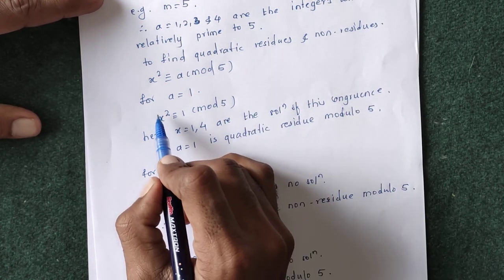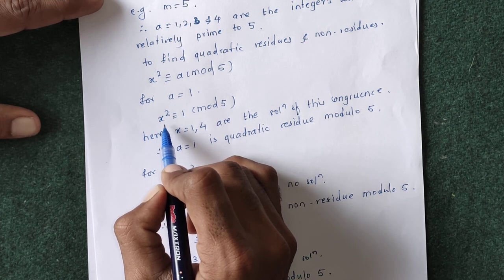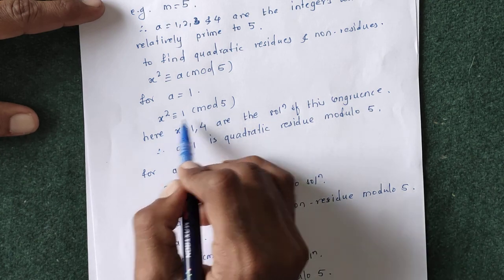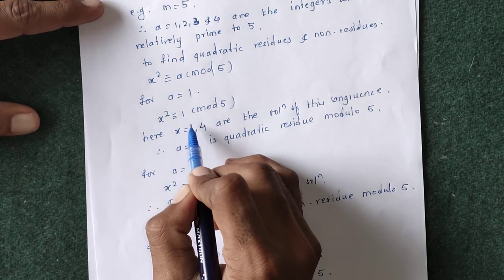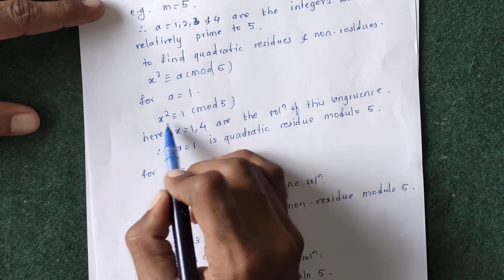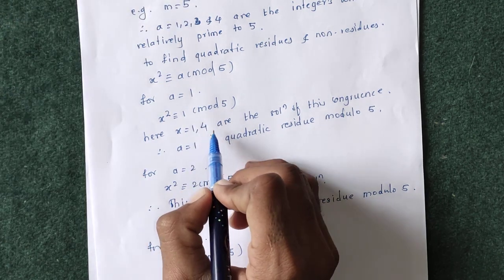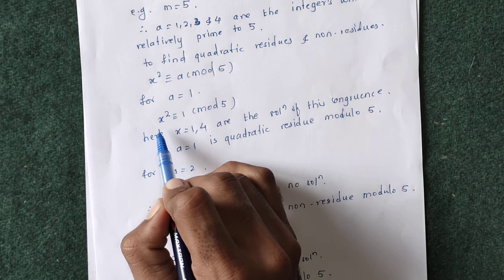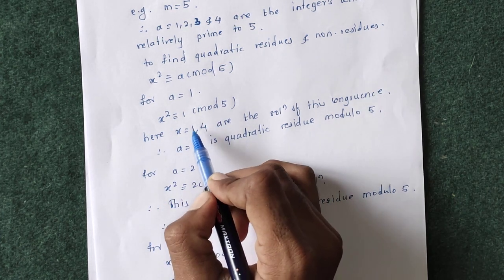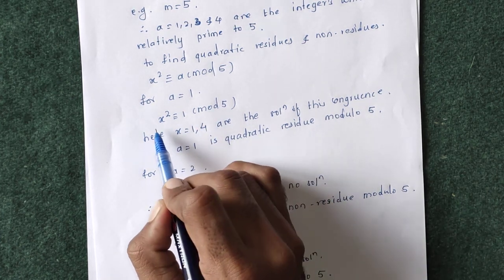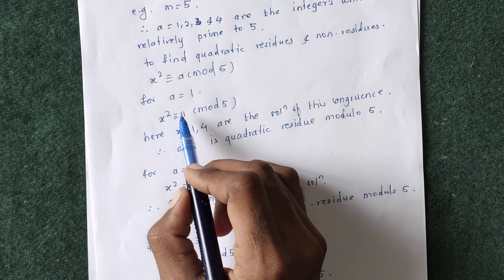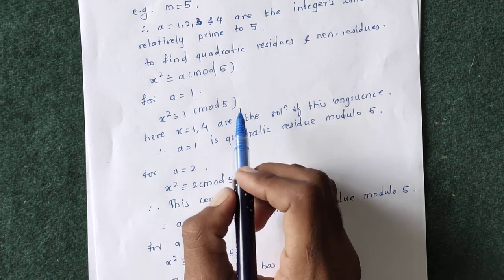Putting x equals 1, x equals 2, x equals 3, and x equals 4, we get 4 different congruences, from which only x equals 1 and 4 satisfy this congruence. So we say that 1 and 4 are the solutions of this congruence. This congruence has solution x equals 1 and x equals 4, which means this number is a quadratic residue under modulo 5.